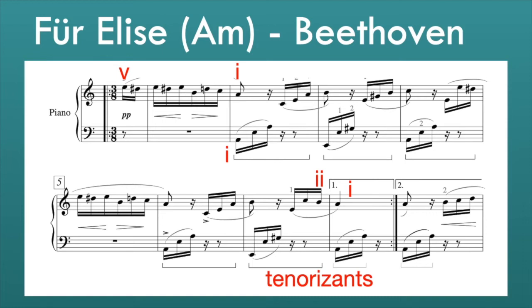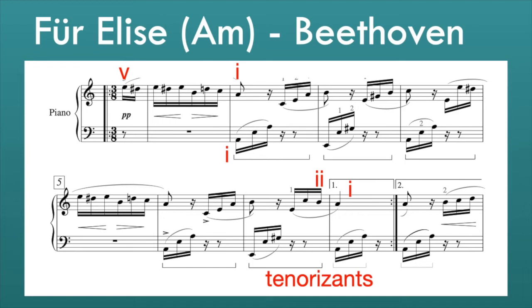We can see that the piece is in A minor, but it begins on E, which is the first degree of the scale. But when the harmony in the left hand comes in, both the right hand and the left hand begin on the first degree.